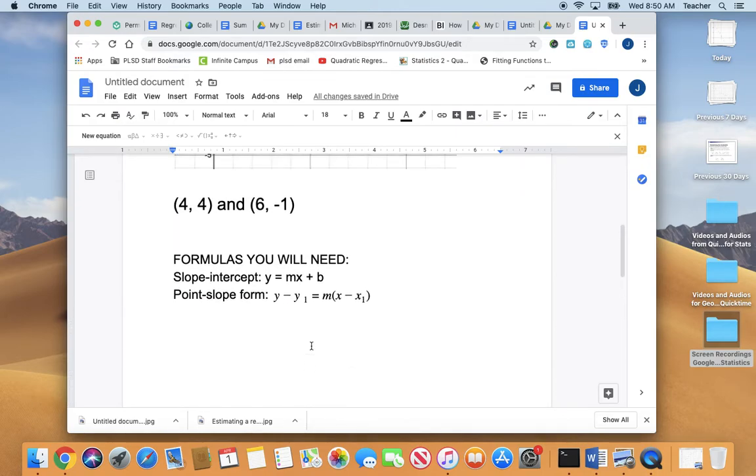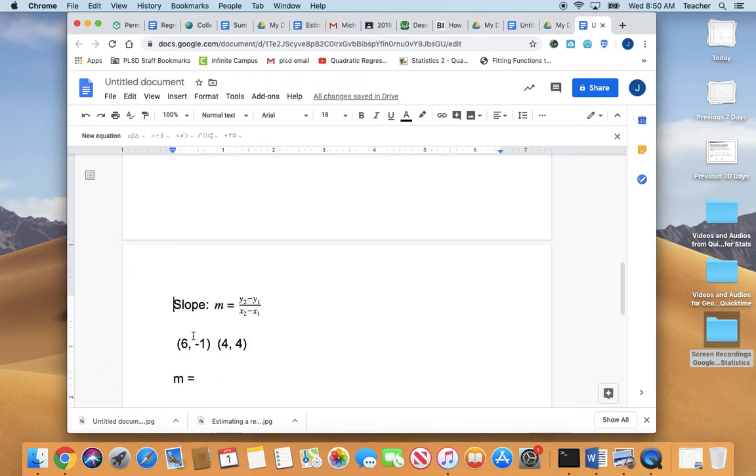So the first thing that I'm going to do is use my points here, and I'm going to calculate the slope. So remember the slope is y2 minus y1 over x2 minus x1. Now it doesn't really matter which point you call the first point and which you call the second point. Just remember each data point has an x and a y. So if I put this point first, then this would be x1, y1, because the x coordinate of the first point is 6 and the y coordinate is -1. And this would be x2, y2, because the x coordinate of the second point is 4 and the y coordinate of the second point is also 4.